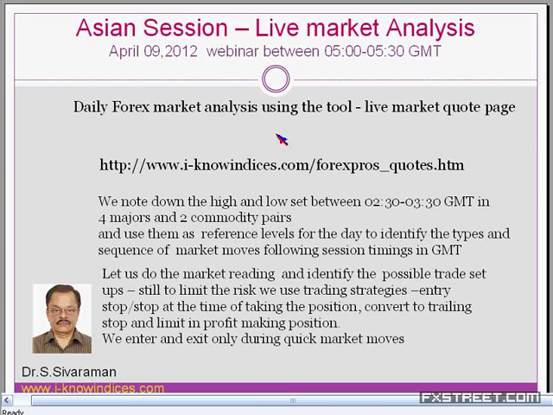Then when the late sessions start, they do the stop runs or the false moves. So always during that of the early and the late sessions, they handle the majors, and during mid sessions, they handle the cross. That you have to keep in mind.